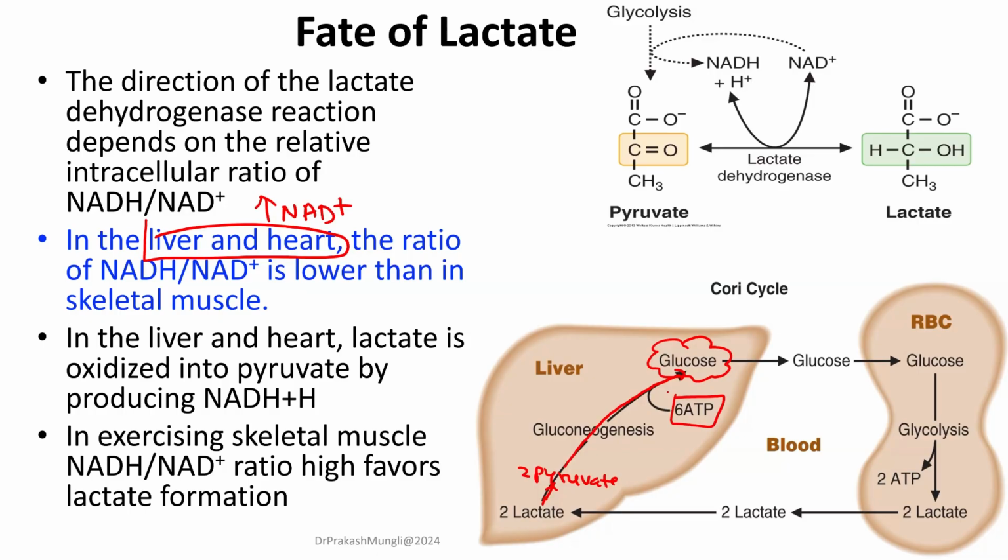So that's about the fate of lactate. Any doubt here? Any question? So what happens to lactate in the heart and liver? It is converted to pyruvate, and then whatever the fate of pyruvate is. Pyruvate can go into acetyl-CoA and the TCA cycle, or it can simply go into glucose formation, especially in the liver. Heart doesn't make glucose, it just uses it.